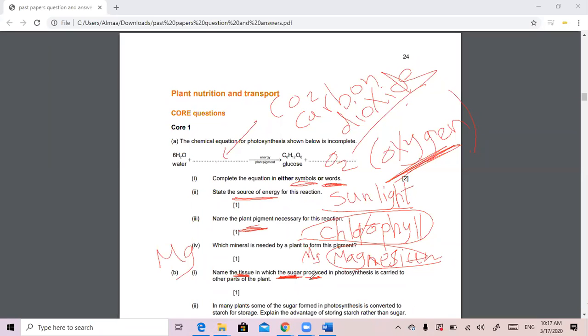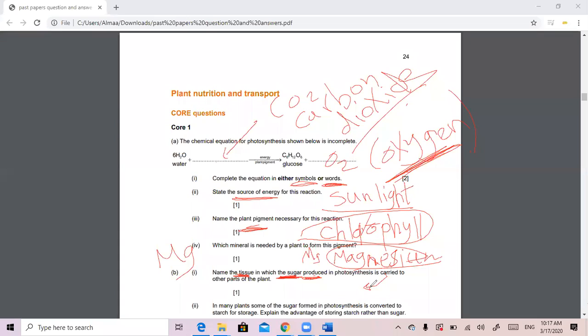Name the tissue in which the sugar produced in photosynthesis is carried to other parts of the plant. Sugar is produced where? And carried by where? Another tissue. Phloem. Phloem transports sugar. Yeah, I noted the process of photosynthesis. Okay, another one. Okay, phloem.